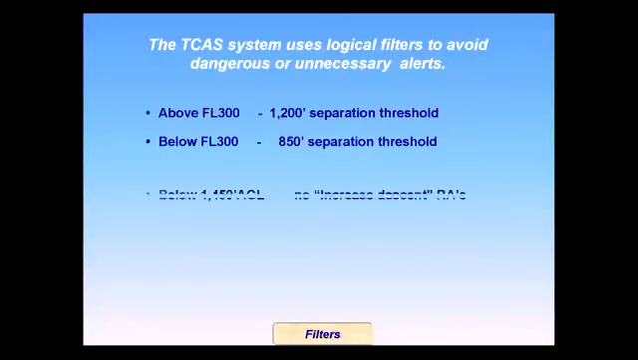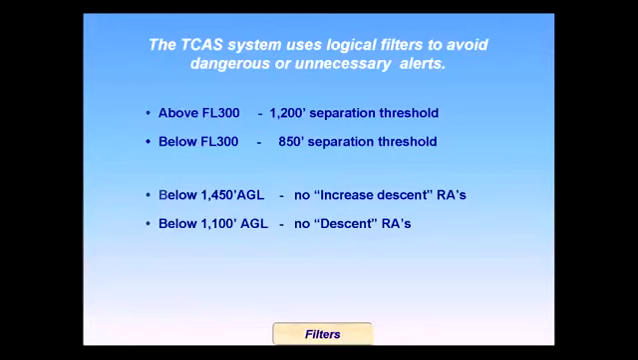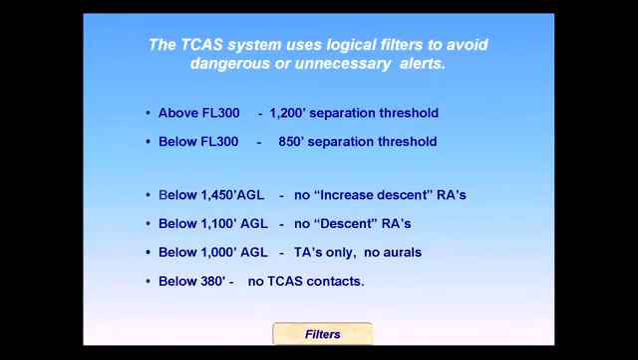All descent advisories are inhibited below 1,100 feet. Resolution advisories and oral messages are inhibited below 1,000 feet, and a white TA-only tag is displayed at the bottom of the nav display. No TCAS contacts are displayed below 380 feet HEL. These filters generally eliminate the need to use TA mode to suppress nuisance alerts in heavy traffic areas and during parallel runway operations.